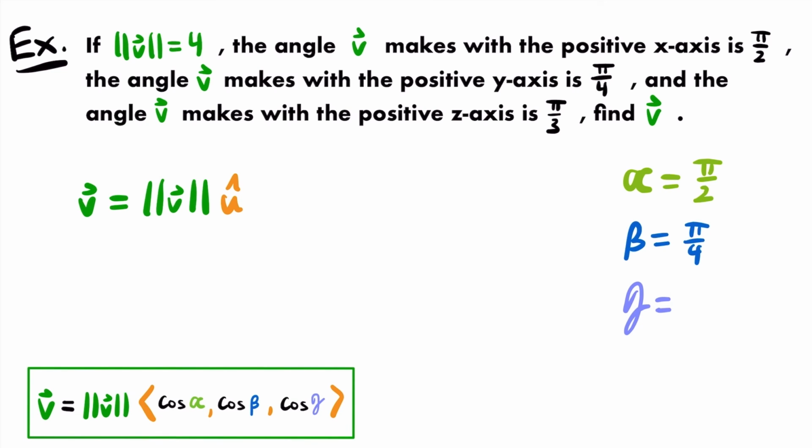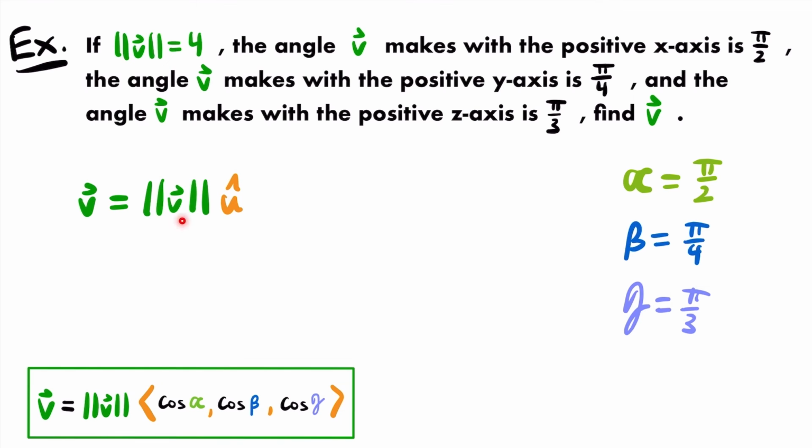And then finally, we know that the angle that vector v makes with the positive z-axis is pi divided by 3. So that means that gamma is equal to pi divided by 3. And of course, all of these angles are in radians. So we have our 3 direction angles that we can use for these direction cosines to form a unit vector that accurately describes the direction of our vector. That's how we're going to find vector v for this example.